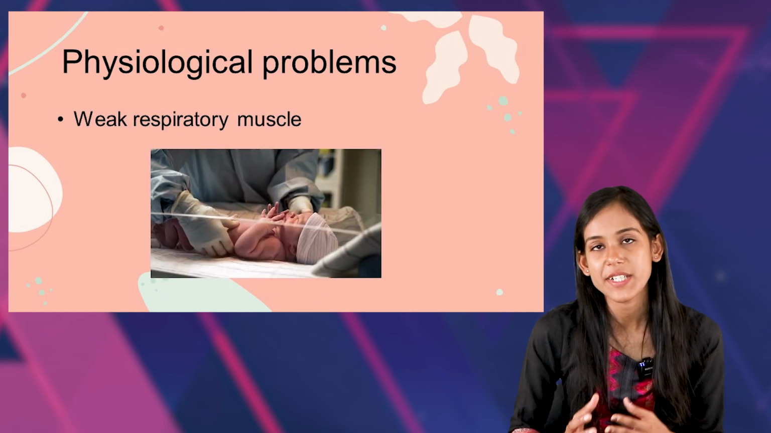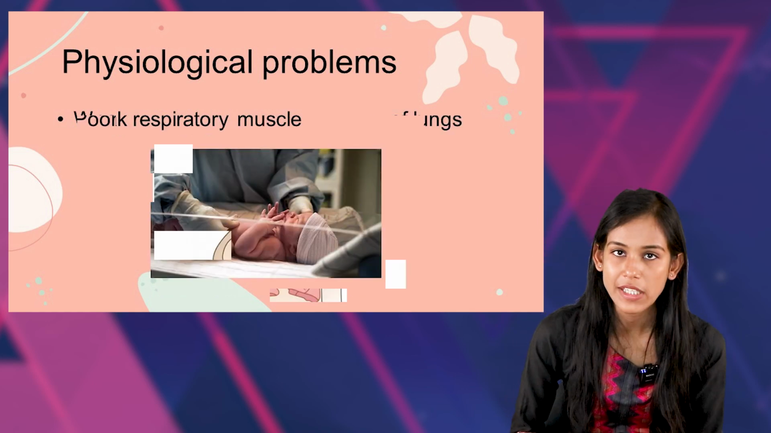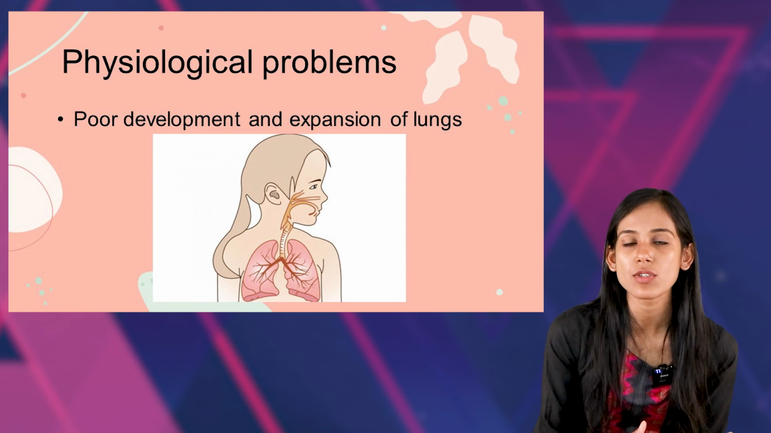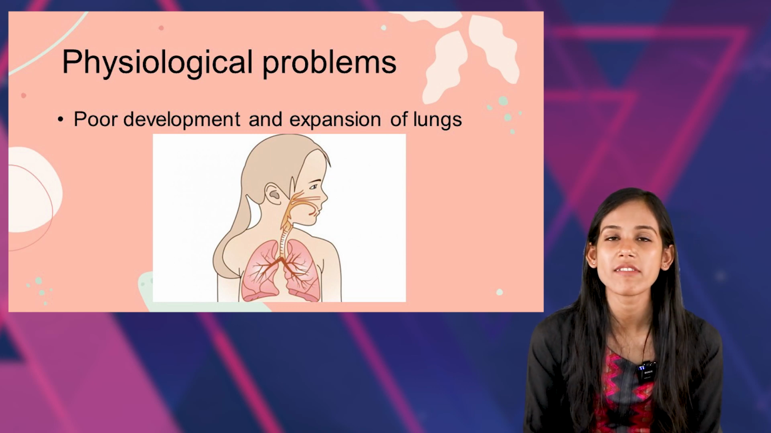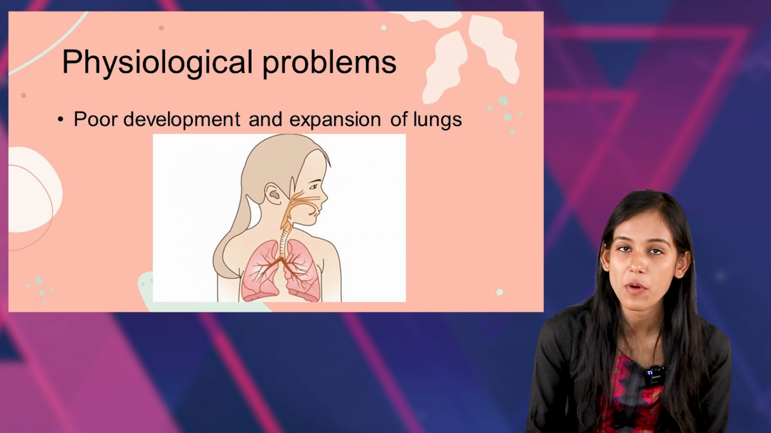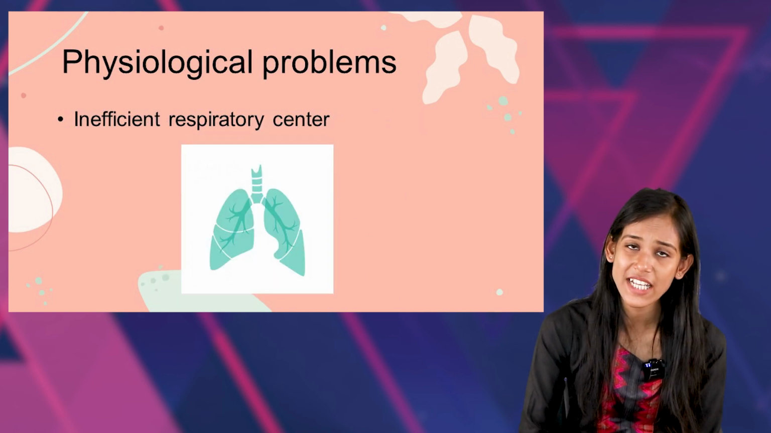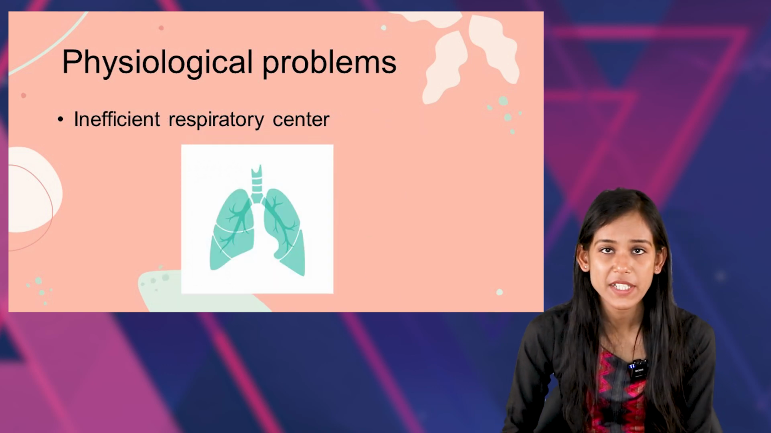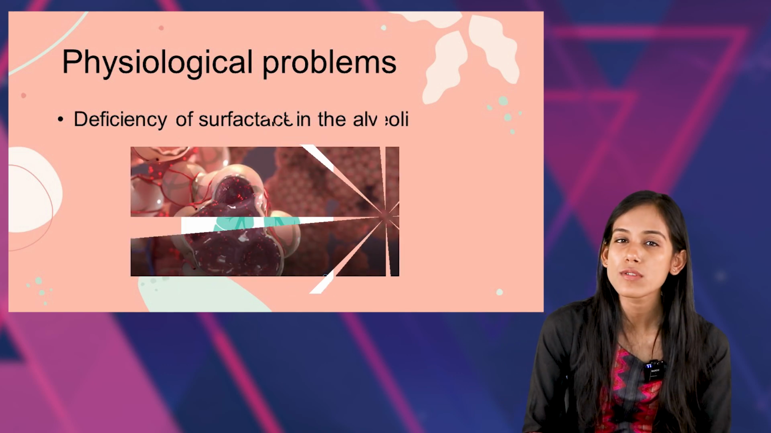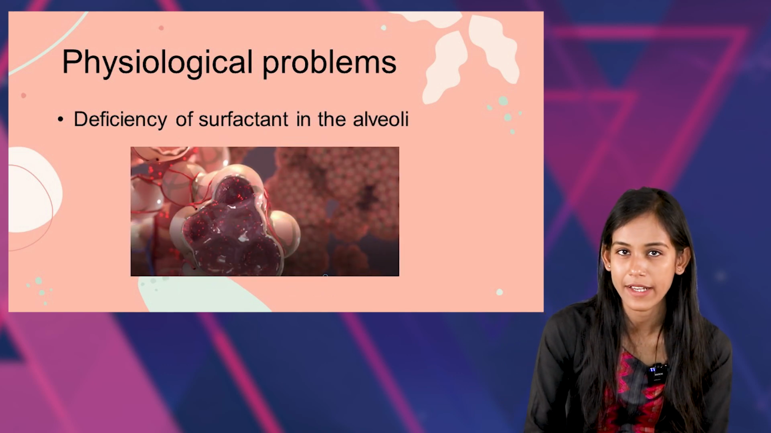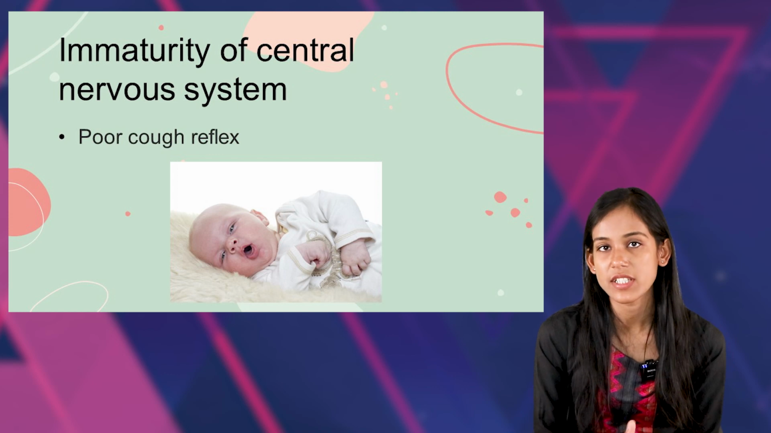So basically their respiratory muscles are weak. And if you see their lungs, there would be poor development and poor expansion of lungs. So basically there is an inefficient respiratory center and there is also deficient surfactant in the alveoli. These things are responsible for respiratory problems, and this is one of the reasons there is need of resuscitation at birth. The next thing is about the central nervous system.